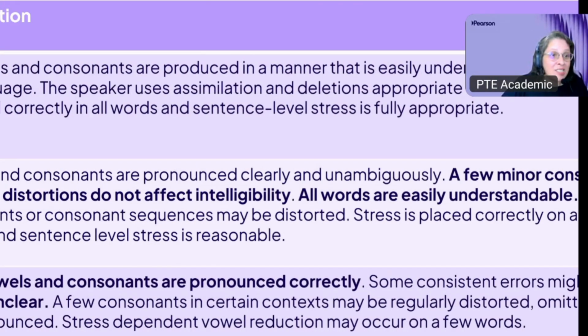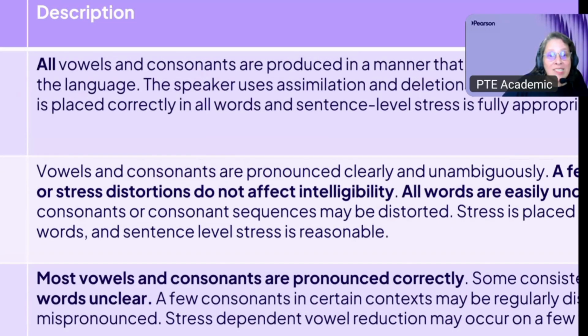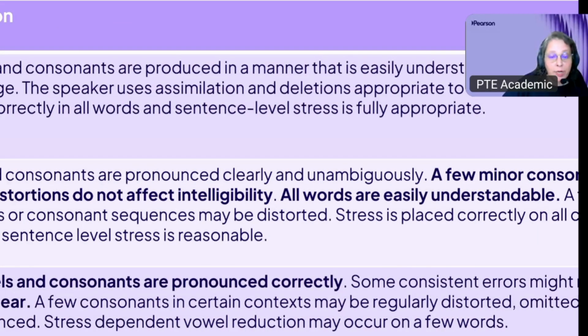So there's a j sound appearing, and both the words get connected together. And stress is placed correctly in all words and at sentence level. Stress is fully appropriate. Now again, word stress and sentence stress need to be fully appropriate for a 5. Word stress means that within a word, there are certain sounds that are said louder than the others. For example, when we say chicken, we pronounce the first syllable, chi, louder than ken, right? So it's a two syllable word, and this is what we mean by word stress.